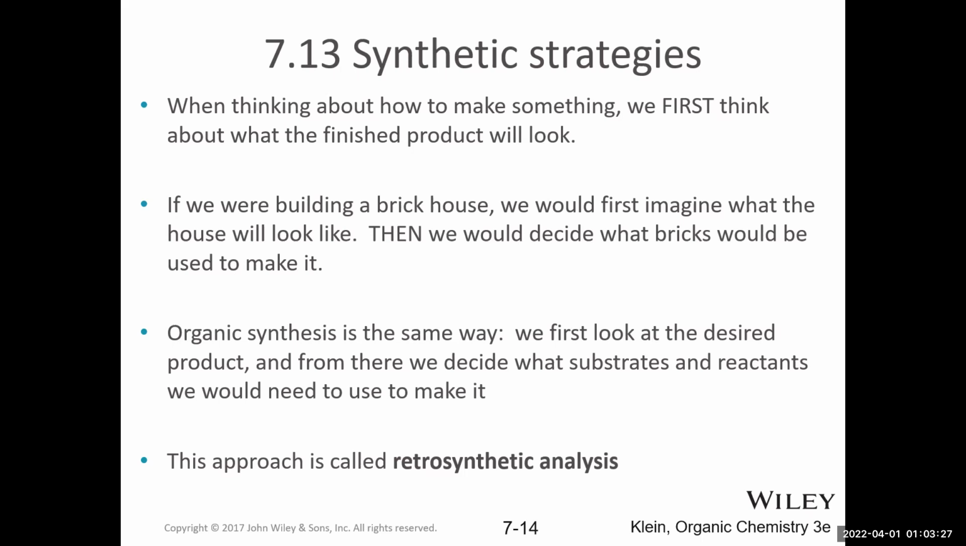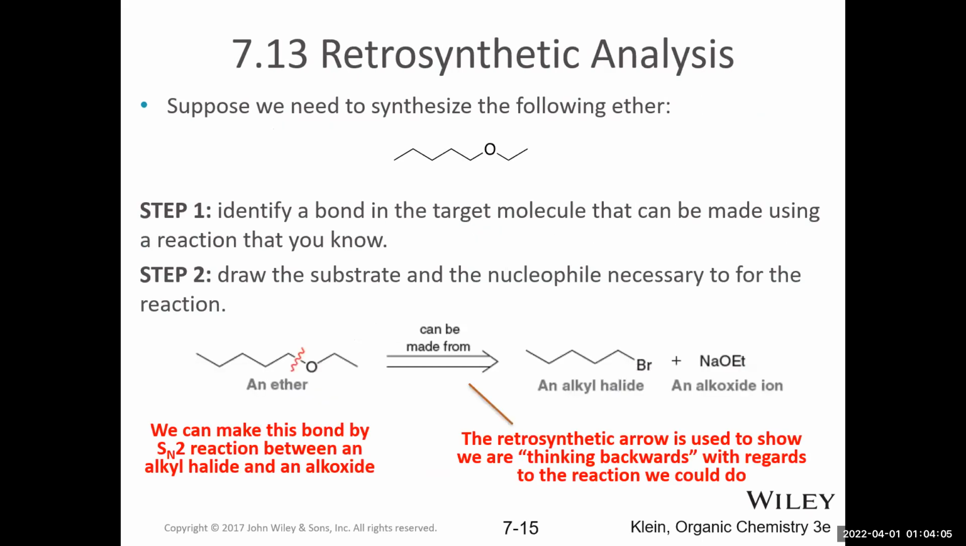And the analogy here is that, like if you wanted to build a house, right? First, you would have blueprints, you would pick plans, you would imagine what the house would look like. Then you would decide what things you need to make that house. So organic synthesis is kind of the same way. We start with the desired product, and then think, how can we work backwards from that desired product to think about what we would need to get there? So this approach of working backwards from the product is called retrosynthetic analysis.